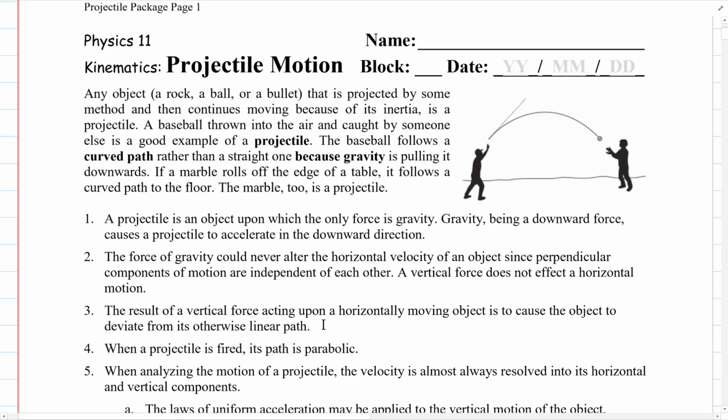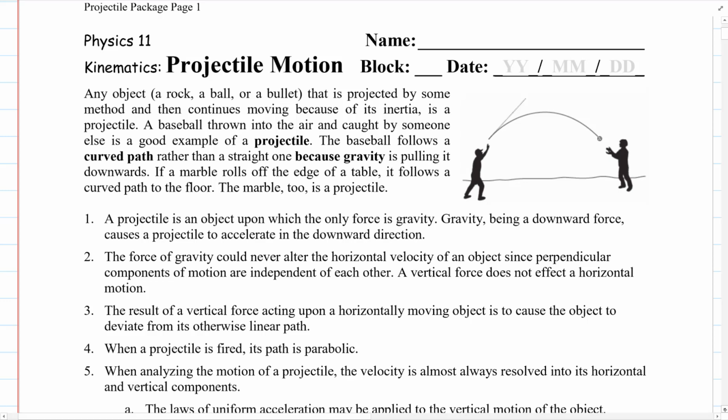The results of the vertical force acting upon the horizontally moving object will cause it to deviate from its linear path. So something that's moving horizontally, and you put gravity on it, it'll start deviating from its linear path. When a projectile is fired, its path is parabolic, or the shape of it is a parabola. And those 2 words, parabola and parabolic, are kind of like circular and circle. And number 5, here it is.